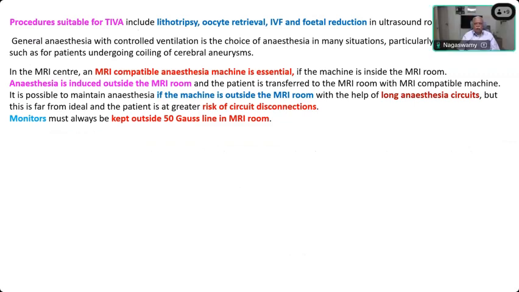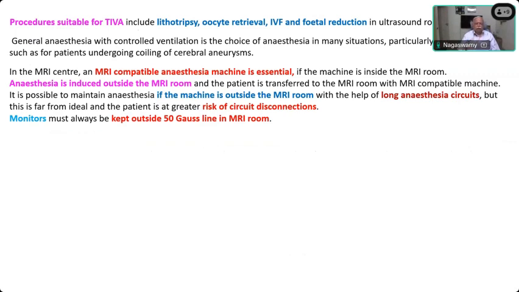What is the difference between MRI safe and MRI compatible machines or equipment? MRI safe machines are safe in that they will not be attracted by the magnetic field created by MRI, but their functioning status is not guaranteed. It is called MRI safe. Whereas an MRI compatible equipment will not be attracted by the magnetic field and it will function normally. That is called an MRI compatible anesthesia machine or equipment. So this is a major difference.